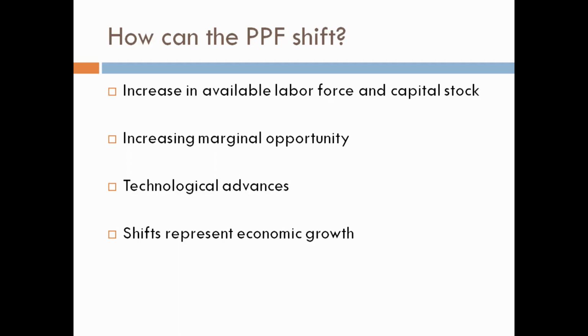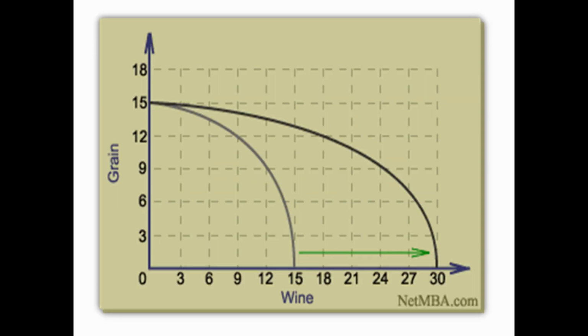Well, I bet you're asking yourself, how can the PPF shift? An increase in available labor force and capital stock shifts the PPF outward, as do technological advances, and these shifts represent economic growth. As you can see here, we're comparing grain and wine. The green arrow shows the shift from grain to wine using technological advances, which is how we can extend our PPF outward.